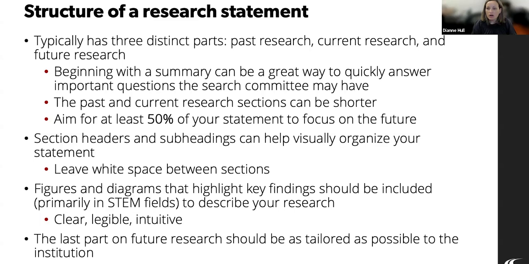When you start thinking about your document, the first thing you're going to want to think about is a summary, right? Quickly answer important questions that the search committee may have. The past and current research sections can be shorter. Again, we're aiming for about 50% of your statement to focus on the future, right? So if you've got a document that's 2 pages long, maybe the equivalent of a page is going to be future focused. What is it you're going to do next?